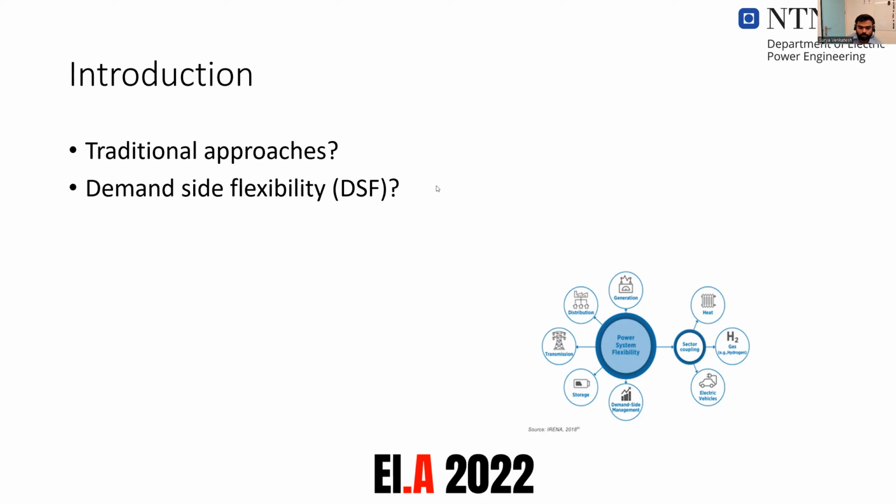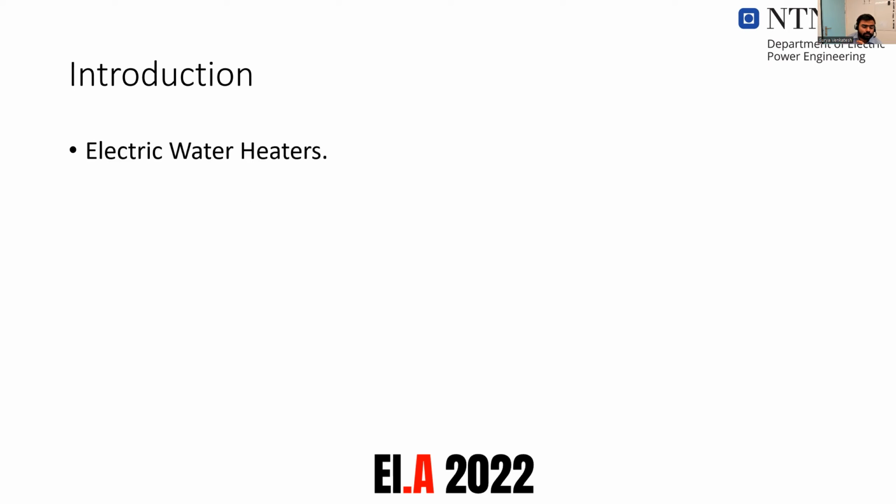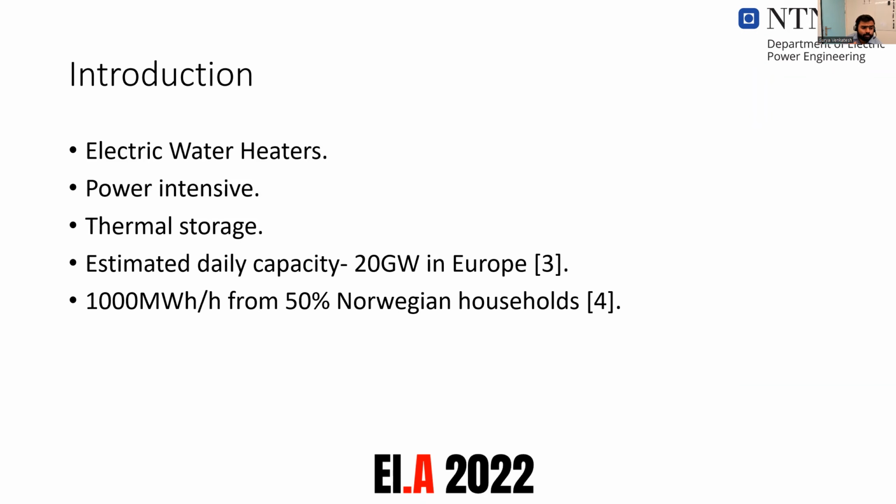Demand-side flexibility is a concept in which end-user appliances are controlled to solve the grid problems. Among different appliances, the electric water heater has gained a lot of attention, mainly because it is power intensive and has thermal storage capability. Different studies have shown the potential of electric water heaters for demand side flexibility.